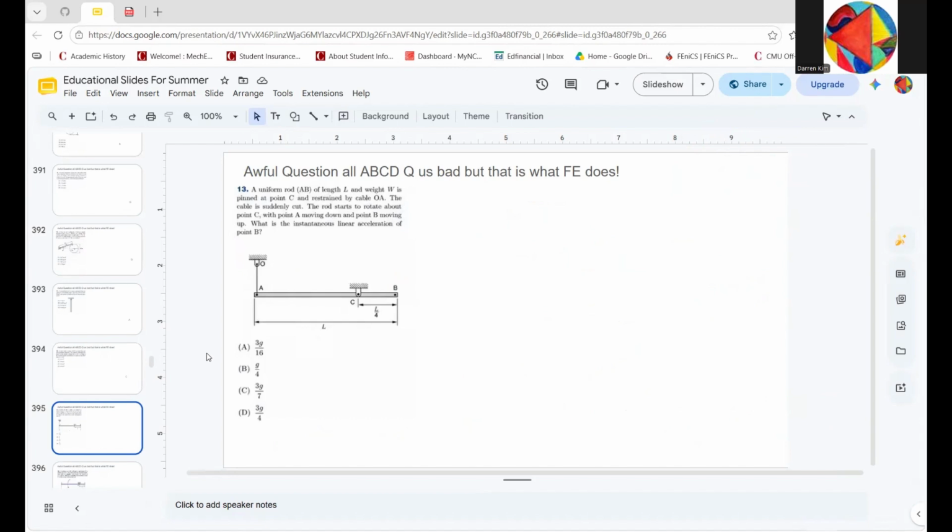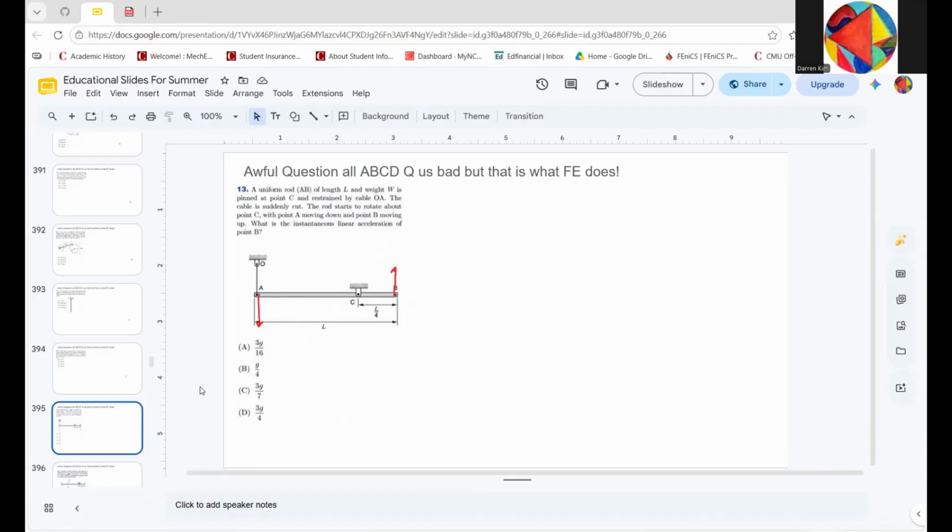And then we clear this. We go to the next one, which is a uniform rod AB of length L and weight W, pinned at point C and restrained at OA. The cable is suddenly cut. The rod starts to rotate, clearly, about point C. That makes sense. And point A moves down, and point B moves up. What's the instantaneous linear acceleration of point B?